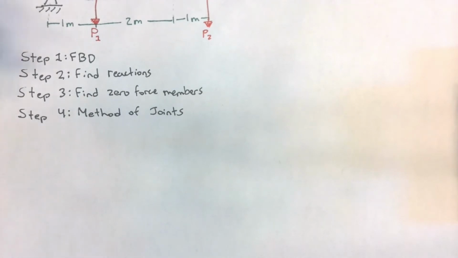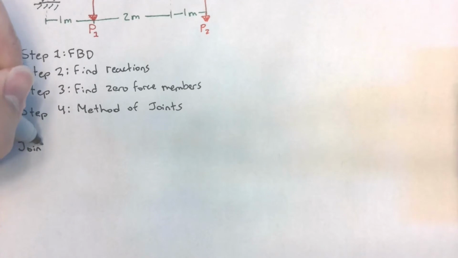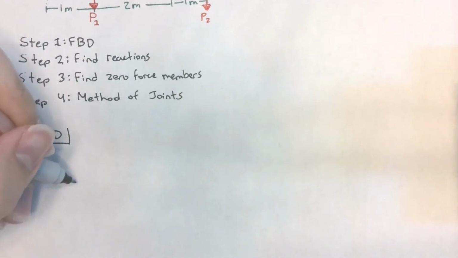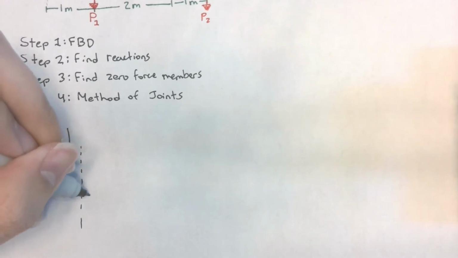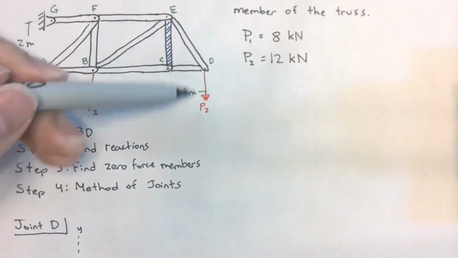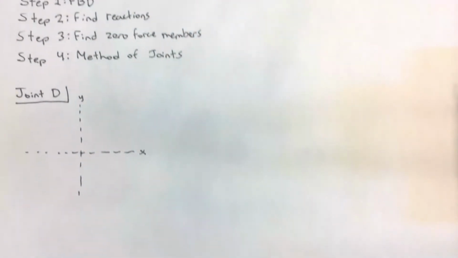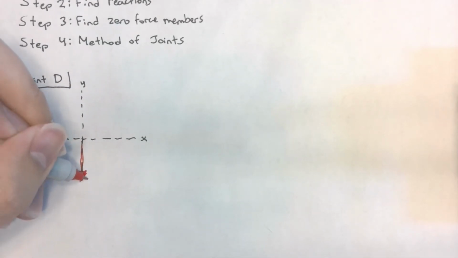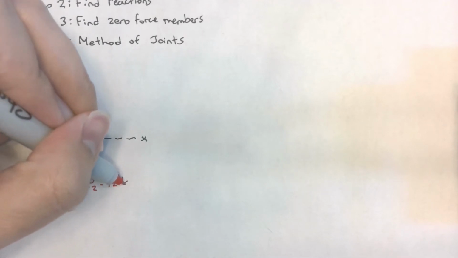All right. So let's start with a free body diagram about joint D. We have our joint. I'm going to draw my x and y axis. And it seems here that I have a vertical force P2 directly downward. So I'm going to draw it here. And we know that P2 was equal to 12 kilonewtons.